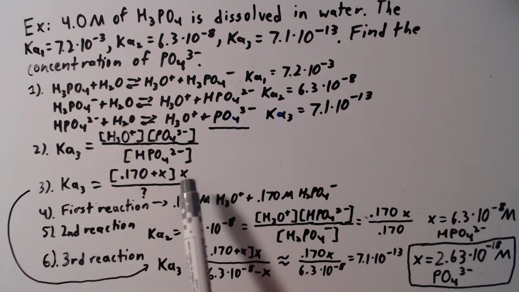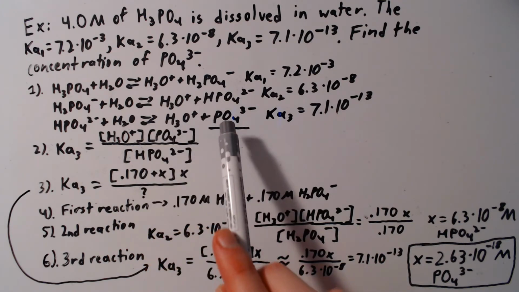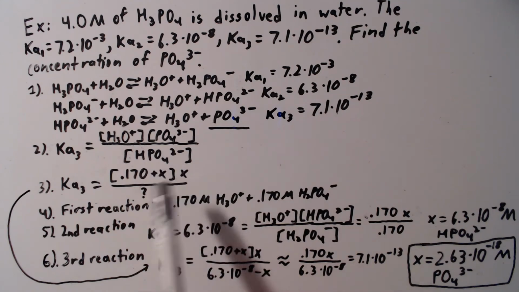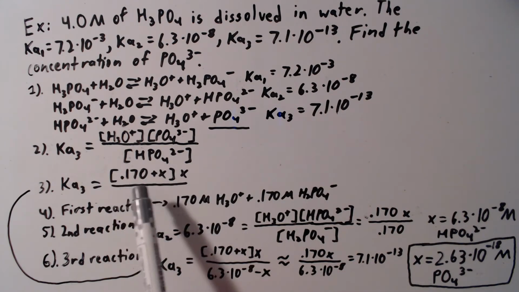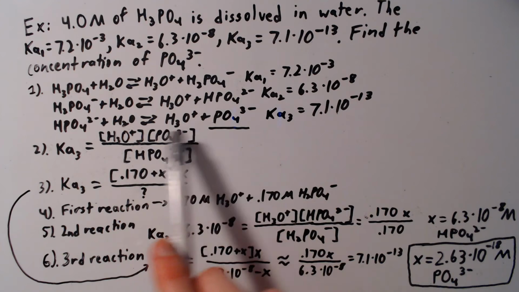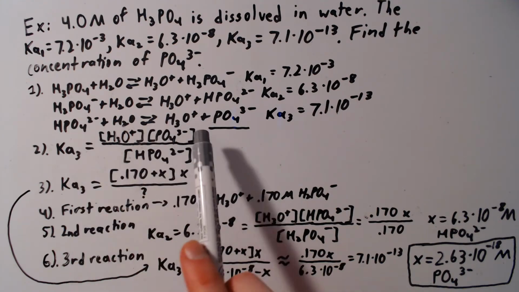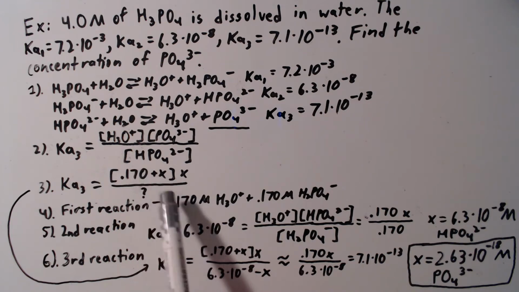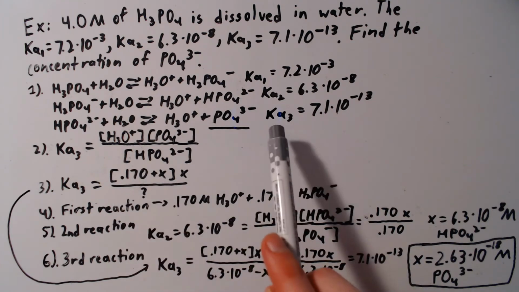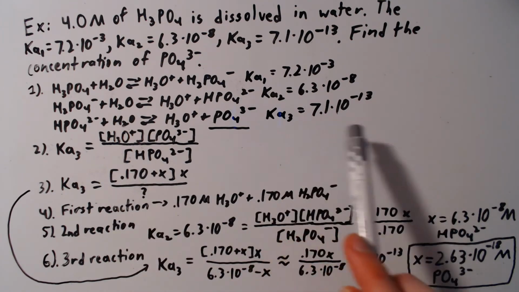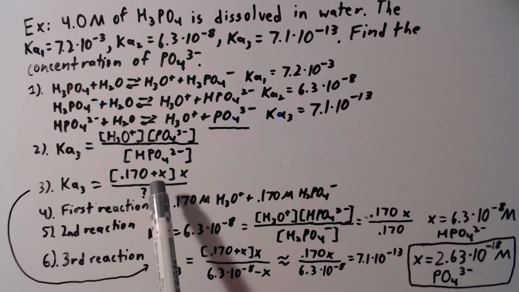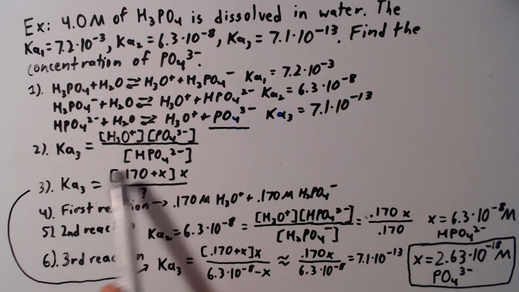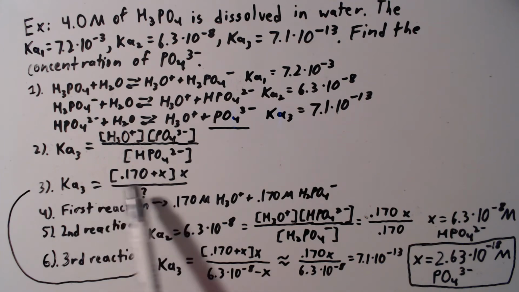We do not know the concentration of PO4 3-, so we'll label that as x. Since H3O+ and PO4 3- are produced in a 1-to-1 ratio, we'll say 0.170 plus x, just that extra H3O+ produced by this third reaction. Although this x doesn't really matter, this plus x right here will be crossed out later on, because the Ka3 for this reaction is so small that the plus x here doesn't make a difference to that 0.170. It's just too small.